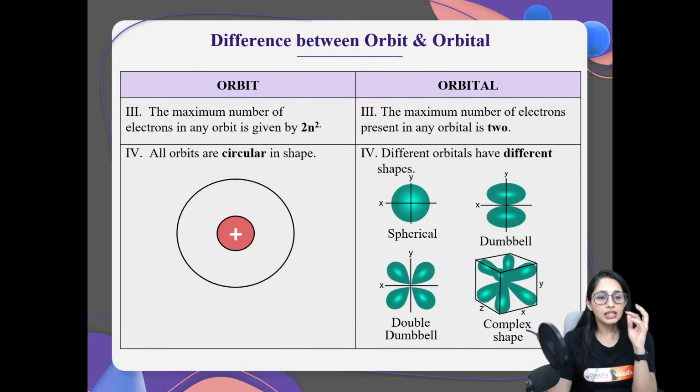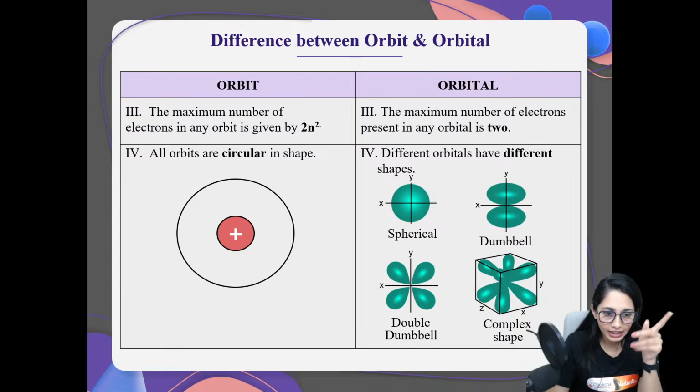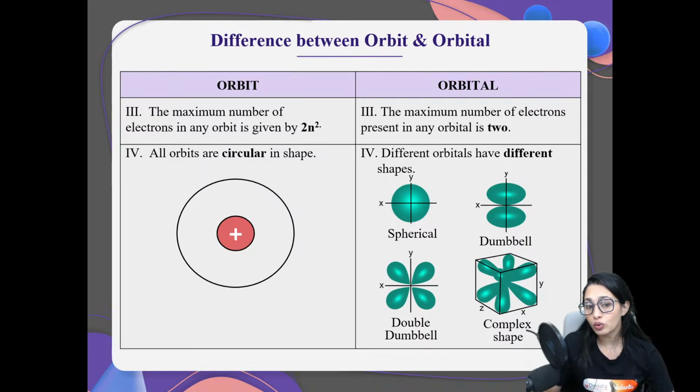Next, the maximum number of electrons in any orbit is given by 2n square, where n is the number of the energy level. For K, n is equal to 1, for L, n is equal to 2. And all orbits are circular in shape. On the other hand, we have orbital. The maximum number of electrons present in any orbital is 2.